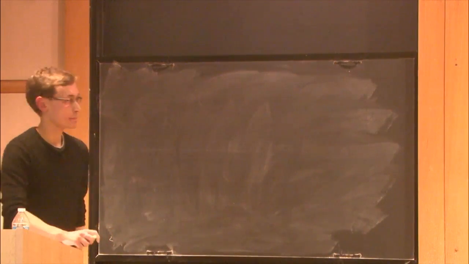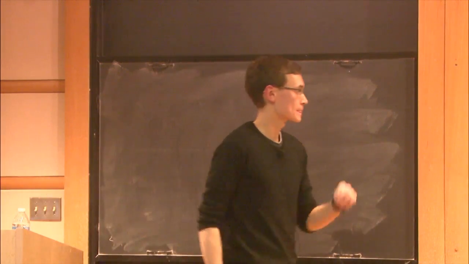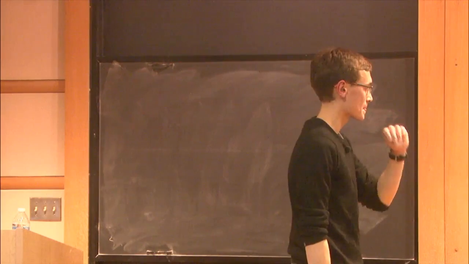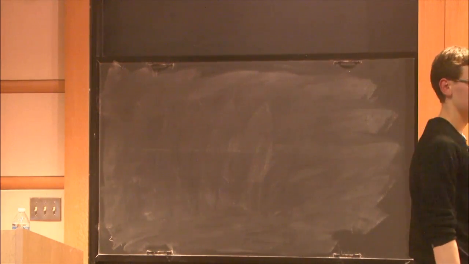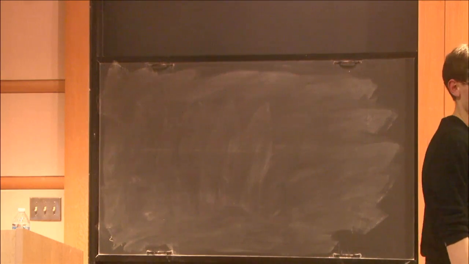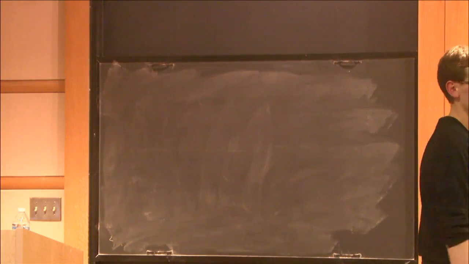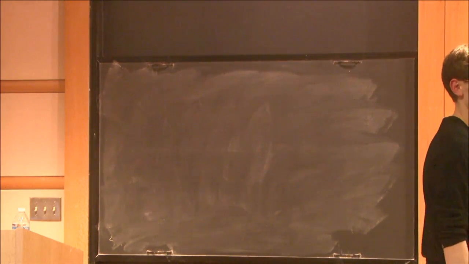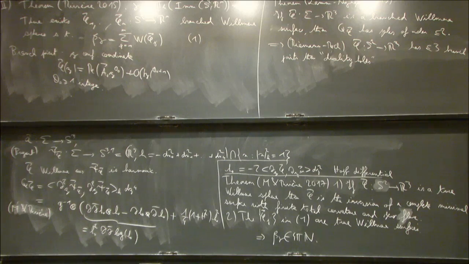So let's see if I understand that theorem. The first statement is if it's a true Willmore sphere, then this quartic form is holomorphic. And the second statement is that the ones obtained by min-max satisfy this. Exactly.